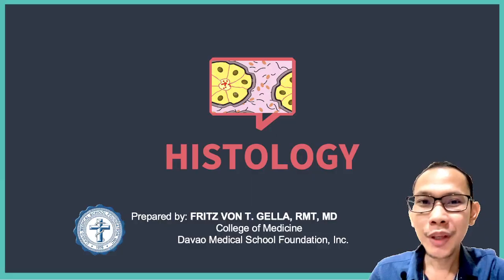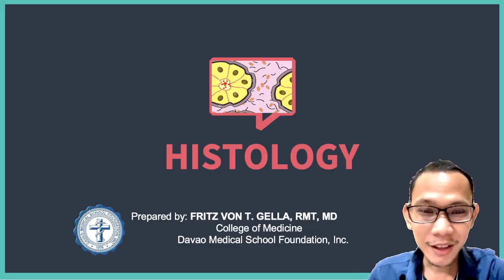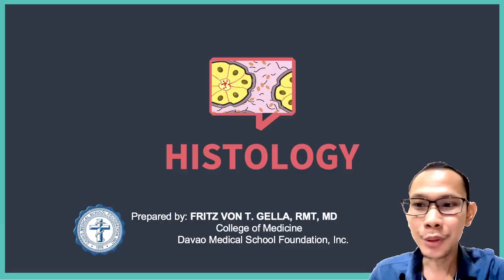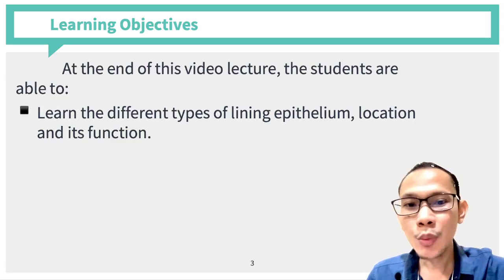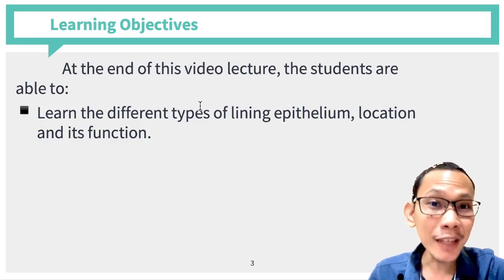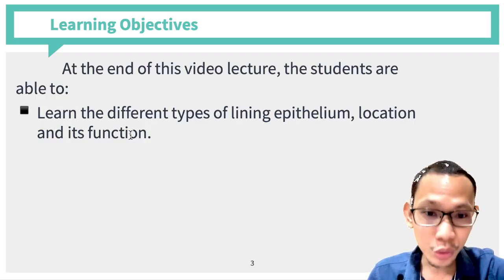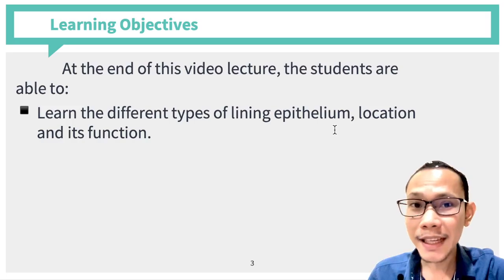You're done with the discussion of the different organelles of the cell, so we will now go directly to your tissue proper. Again, discussing your epithelium. Our learning objective for today is to learn the different types of lining epithelium, their location, as well as their function. Again, it is important for us to identify what those lining epithelia are.